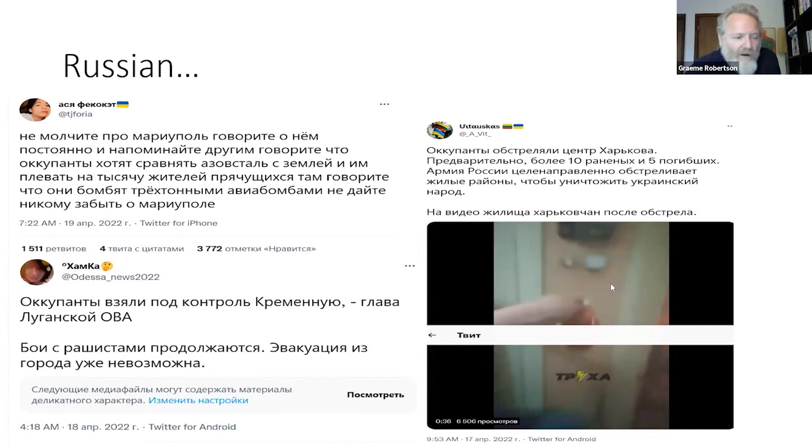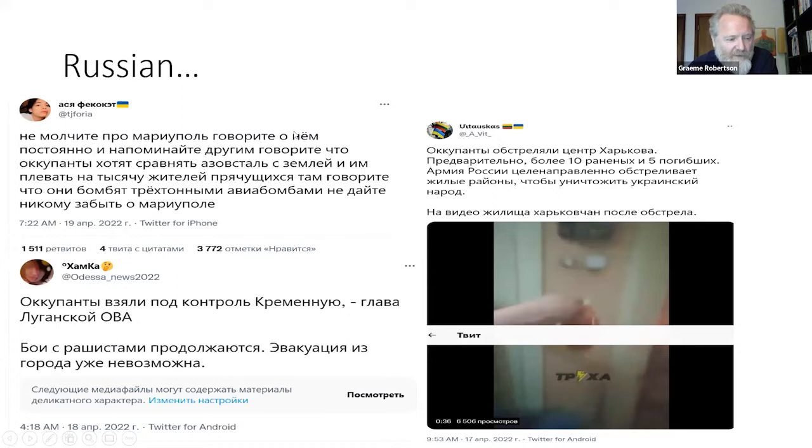But the two on the left represent what's pretty common in the Russian language sphere, which are references to or discussions of events in Eastern Ukraine, which is where you would expect Russian speakers to be tweeting from. And that was my first thought. These are Russian speakers, but there are a couple of things that are interesting about these tweets that I think reflect the broader community.